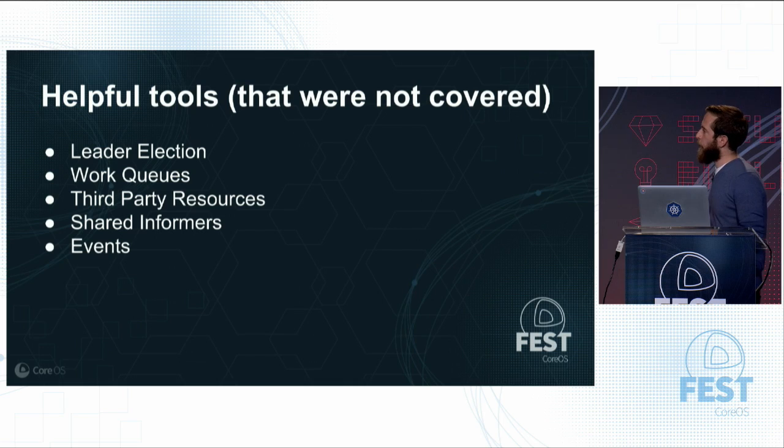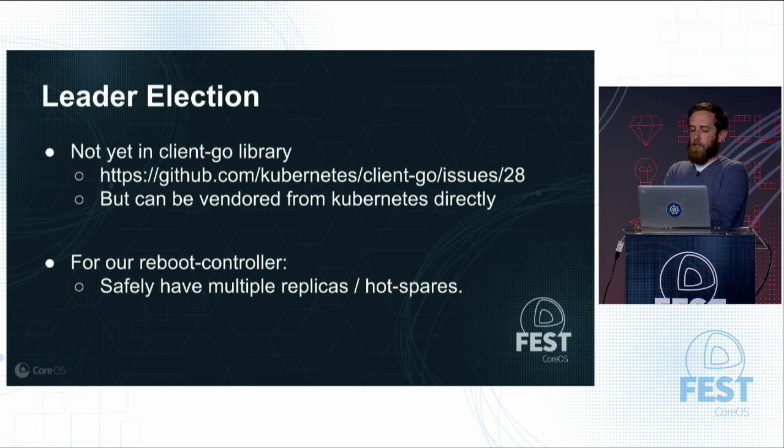So I want to go over a couple of helpful tools that we didn't get to cover when writing operators. Things like leader election, work queues, third-party resources, shared informers, events. So the first is leader election. And this is not in the Client Go library directly. There's an open issue about adding it.